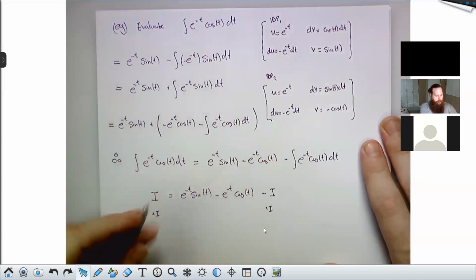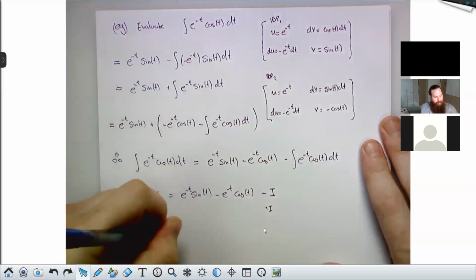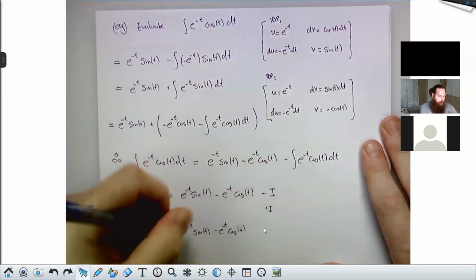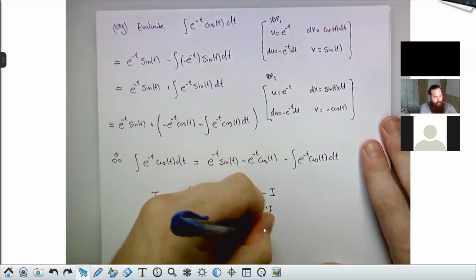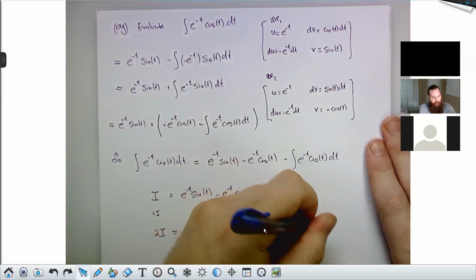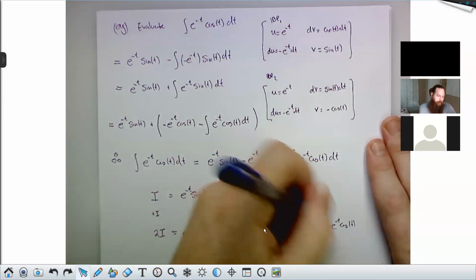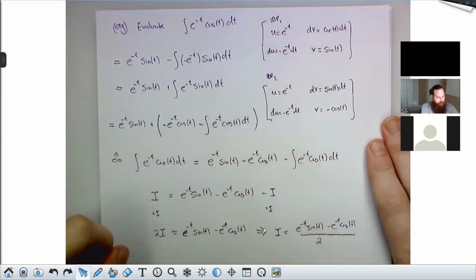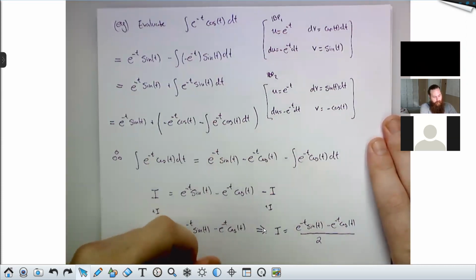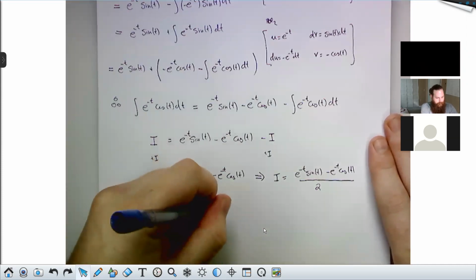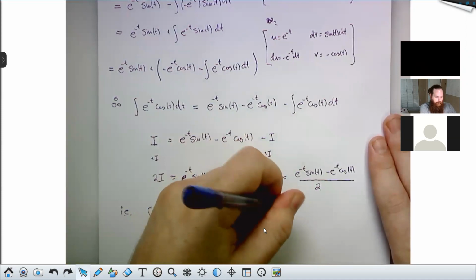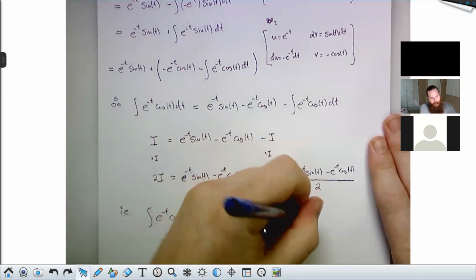I know it looks like someone's work from 1033. On the left-hand side, you have 2I. On the right-hand side, you have now just e to the minus t sine t minus e to the minus t cos t. So I is that over 2. In other words, the integral of e to the negative t cos t is equal to this. And you tack on your plus C.